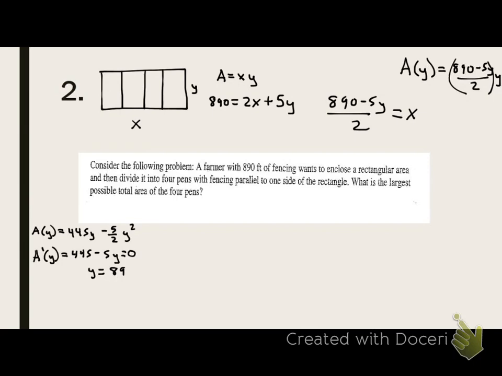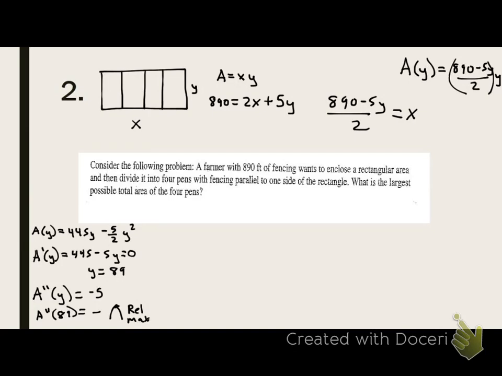Second derivative. Let's verify we found a maximum. The second derivative of the area would be just what? Negative 5. So the second derivative is a negative value, which means concave down, which means we have a relative max. Good. Okay, so if y is 89, what do we get for x, guys?